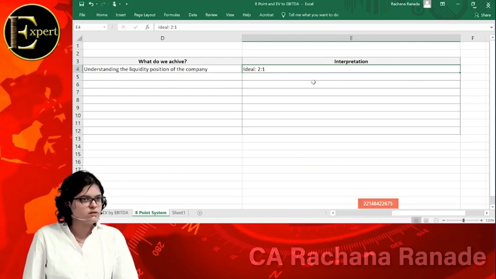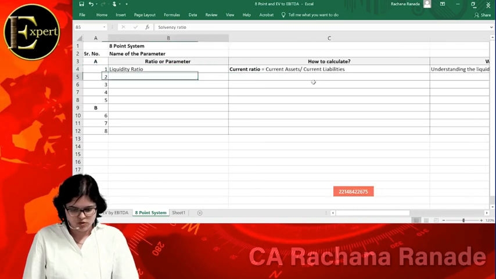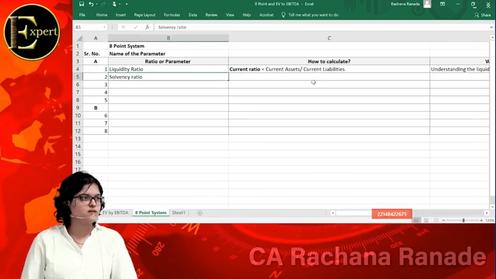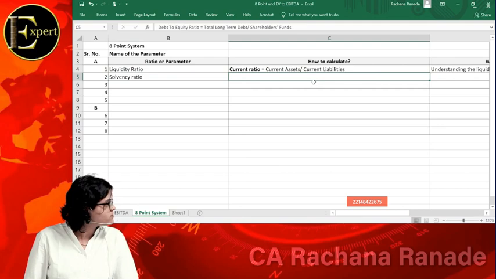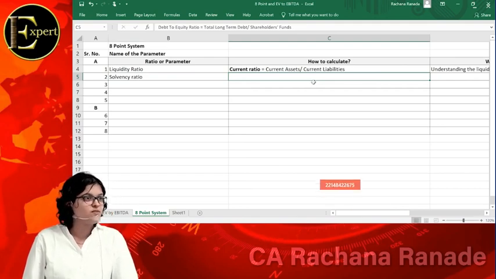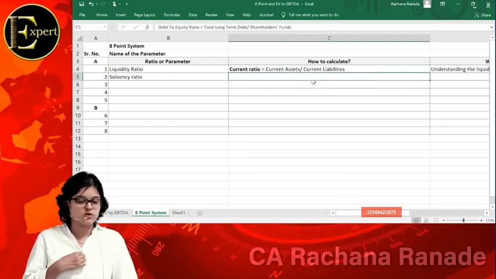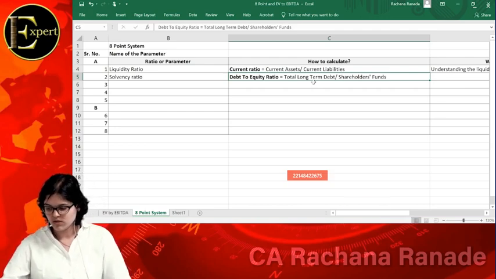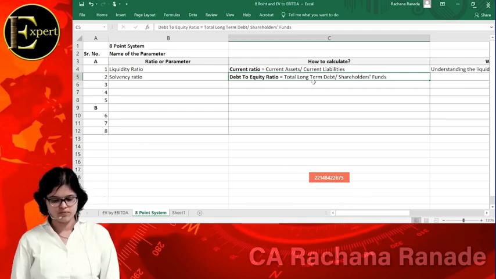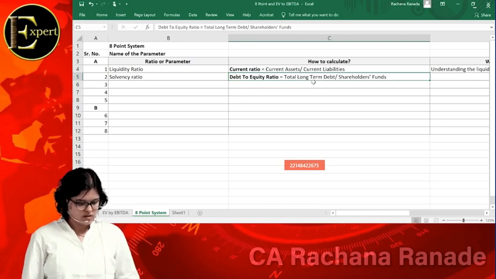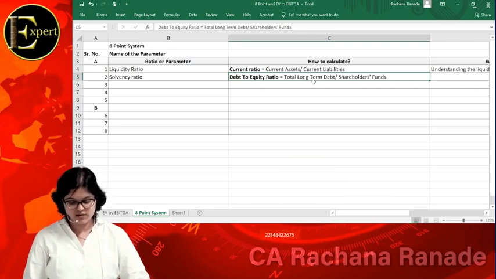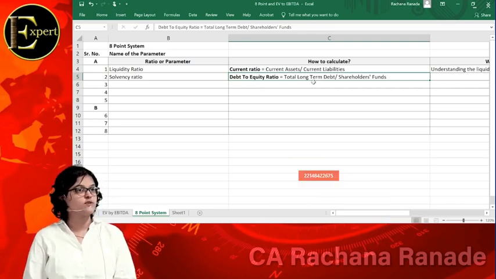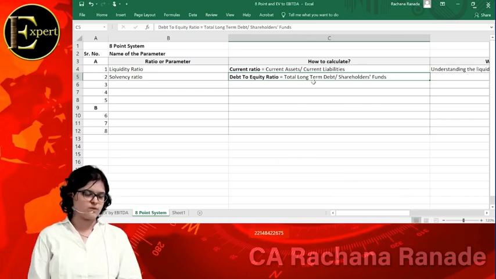Can we go on to the next one? Yes. So the second one is solvency ratio. We have not given them names as such. Solvency ratio talks about the solvency position. The important ratio that we discussed here was debt to equity ratio. Now everyone understands debt to equity. Equity is nothing but shareholders' funds. And how do we calculate shareholders' funds? Share capital plus reserves and surplus.